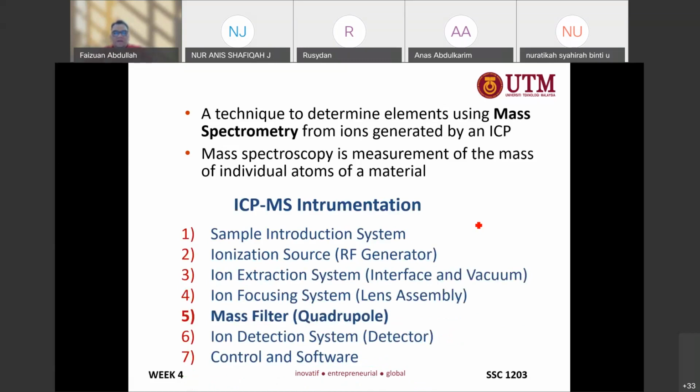Instrumentation: similar with ICP-OES, we have an ionization source. We have the ion extraction system, interface and vacuum, the focusing system, lens assembly, the mass filter, and the ion detection system, the detector. This is the detector part, and this is the atomizer.